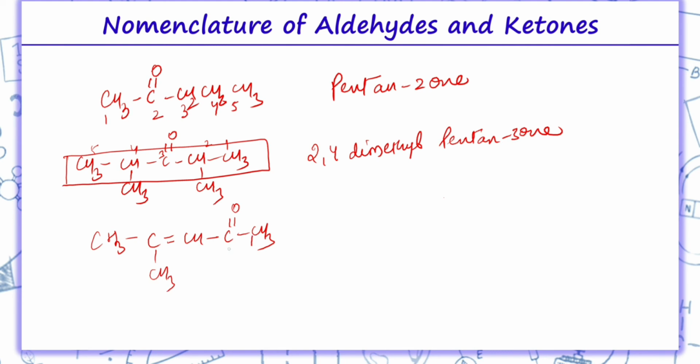So again 1, 2, 3, 4, 5. So in fourth position methyl group, 4-methylpent-3-en-2-one. So this is how IUPAC naming of aldehydes and ketones is done.